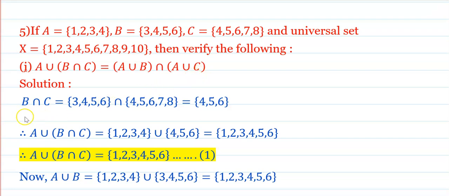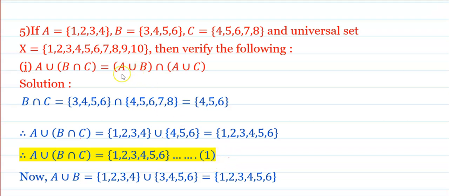Okay. Now first we find the left hand side, A union (B intersection C). B intersection C, the common elements, are 4, 5, 6. Then A union (B intersection C) is {1, 2, 3, 4} union {4, 5, 6}. Therefore, you will get 1, 2, 3, 4, 5, 6. This is number 1.